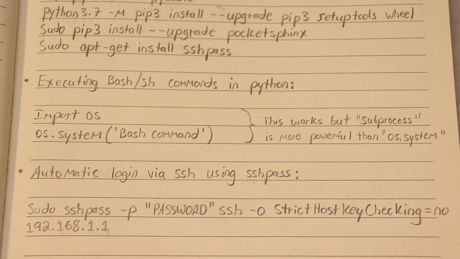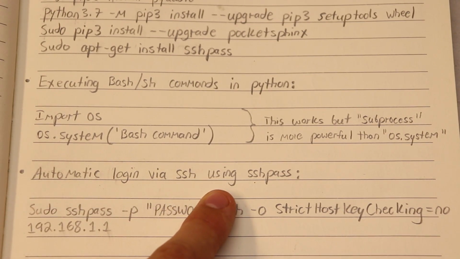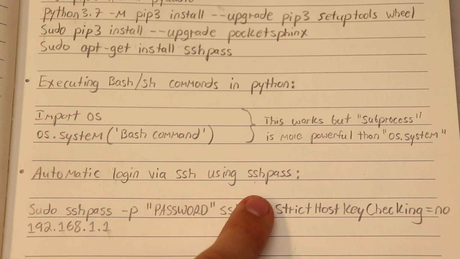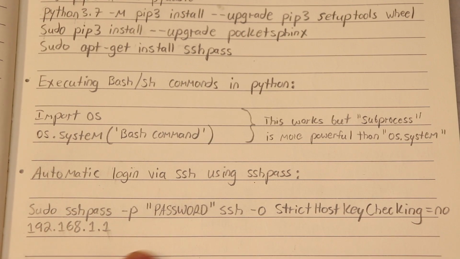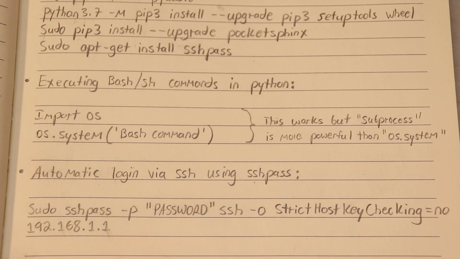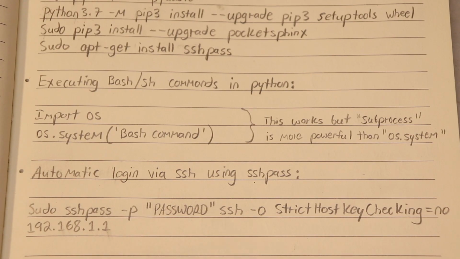Now another fundamental problem that I had to get over is how to automatically log in to the shell of the router, and that is using SSH pass. Now with this command here, you can automatically log into the shell of the router. We're not too concerned with logging in automatically. What we really want is to automatically send over commands to the router without any problems from passwords.